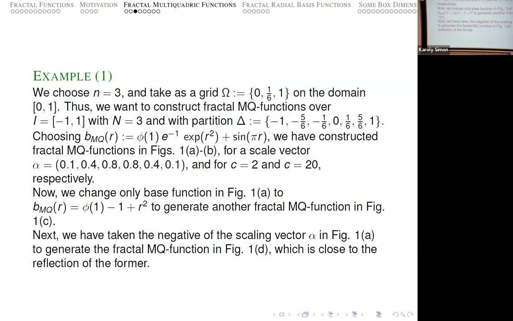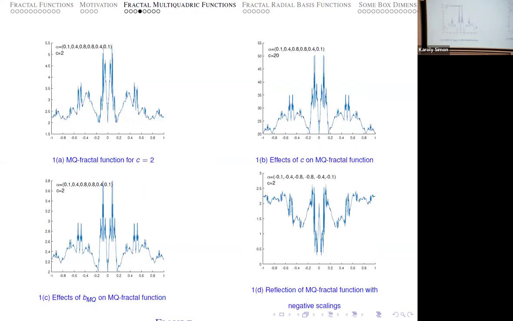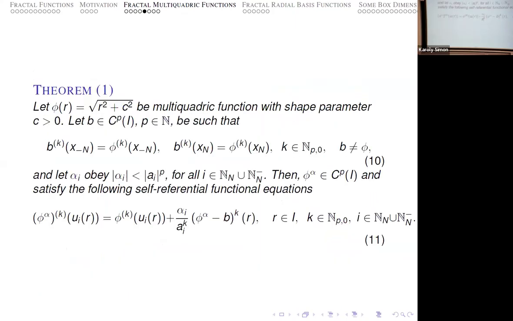Phi of r equal to, we have taken some particular value of c here. We mentioned c equal to 2, 20. So we take different values of alpha and construct different types of fractal functions which are symmetric about the origin. Here you can see the fractal function, where we have taken c equal to 2. It is symmetric about the origin. Similarly, here we have another type of fractal function. Here c is 20. If you go for higher values of c, this graph may be a little bit smoother. Similarly, you can go for negative scaling and get different types of multiquadratic functions.